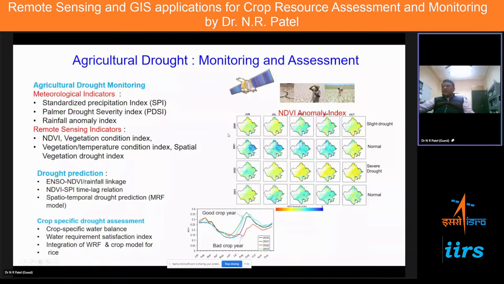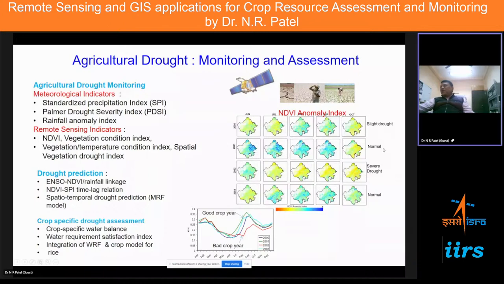Here you can see 2000 to almost 2003. This is normal, all blue, meaning the NDVI anomaly index is positive. That means it is normal. But in 2002, you can see it is all yellow, all less than zero, so the NDVI anomaly is negative. That means in 2002, all months were under drought, from June to almost October. But in 2000, only the first two months, June and July, were under drought.